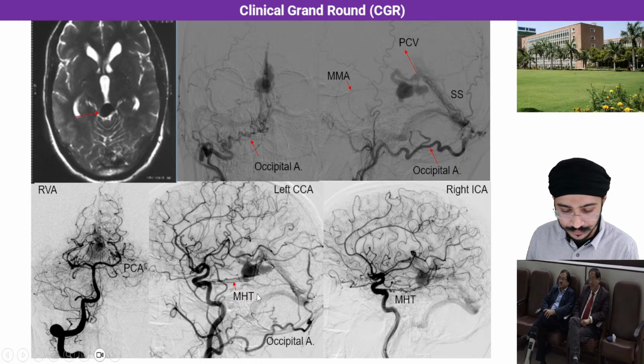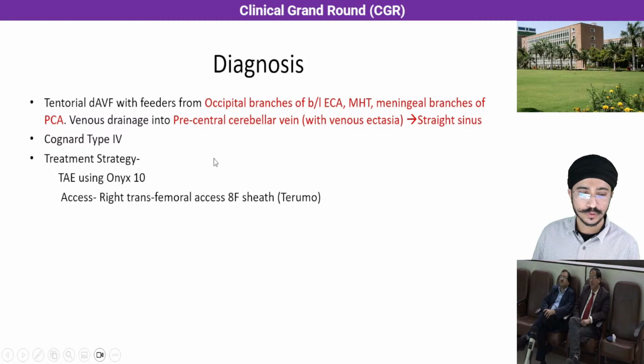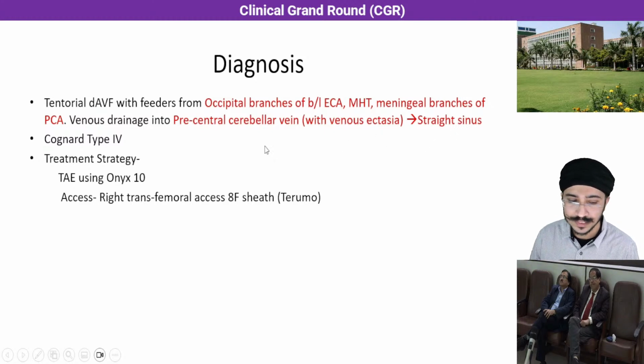On the left side, there are feeders from the occipital artery as well as the meningohypophyseal trunk. On the right side, the meningohypophyseal trunk is again supplying the lesion. So our diagnosis is a tentorial dural AVF with feeders from occipital branches of bilateral ECA, meningohypophyseal trunk, and meningeal branches of PCA. The venous drainage is into the precentral cerebral vein, which shows venous ectasia and further drains into the straight sinus. So due to the presence of venous ectasia, this is a Cognard type 4 fistula.